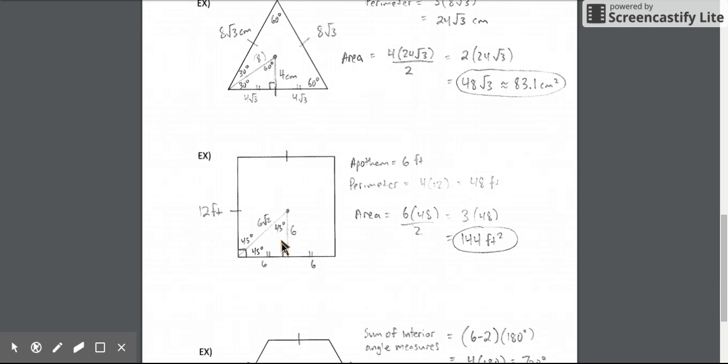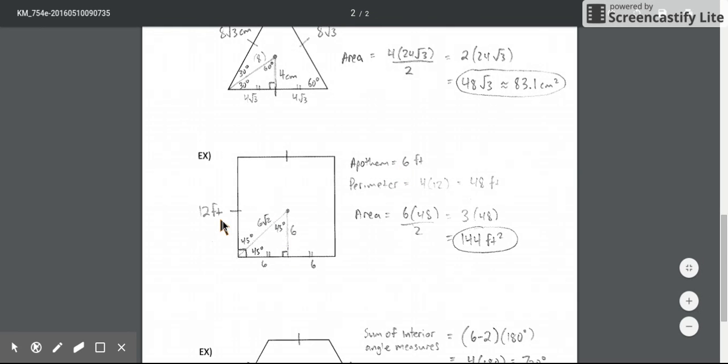The legs are going to be equal. So if this length is 6, this length or other leg is also 6. And that's our apothem. So we have our apothem length. Now we just need our perimeter. Well, all the side lengths are the same, so 12 times 4 gives us our perimeter.